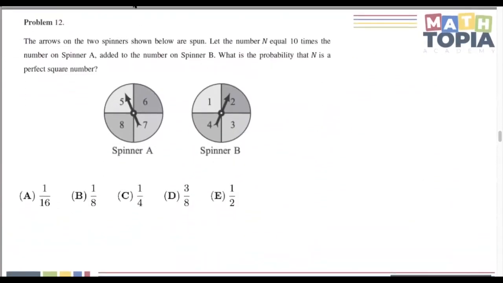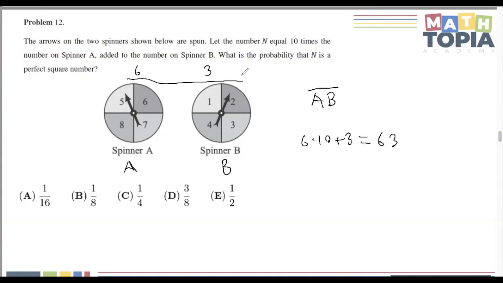All right, problem 12. We have these 2 spinners, and we spin each of them, and let the number n equal 10 times the number on spinner A added to the number on spinner B. Well, this is just saying, if we call the number we get here A and the number we get here B, we're just making the 2-digit number AB, right? For example, if we get 6 here and we get 3 here, then we'll get 6 times 10 plus 3. That's just going to give us 63. So all we have to do is take these 2 numbers and put them together to get our 2-digit number.